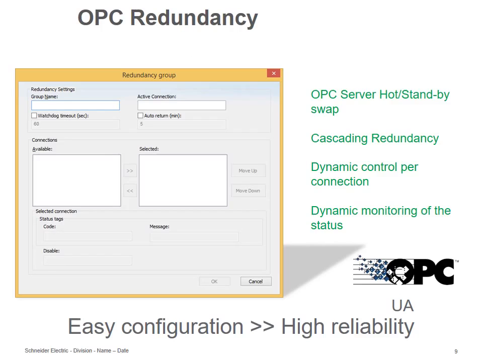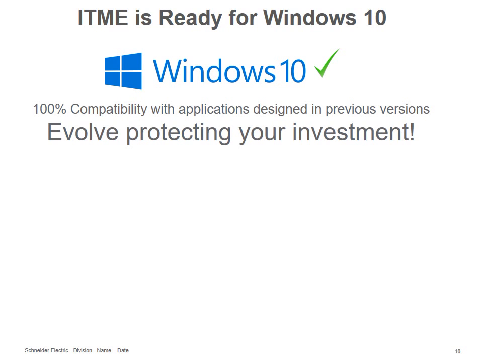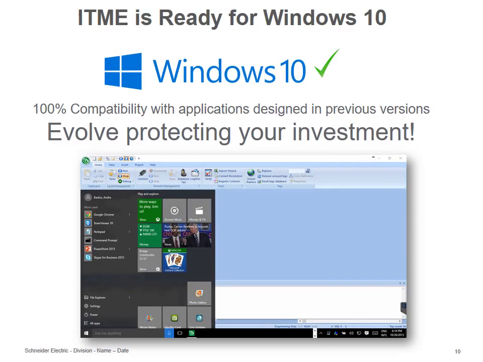So when you go for OPC redundancy, we added now the native interface for that. You create the connections, and then you select the order of the connections, and that's how the redundancy is going to work. We also validated ITME on Windows 10, and we are Windows 10 ready. This means 100% compatibility with applications designed on previous versions of ITME as well as previous versions of the operating system, which allows you to evolve your projects, protecting your investment. Here's a quick screenshot showing ITME running on a Windows 10 computer.